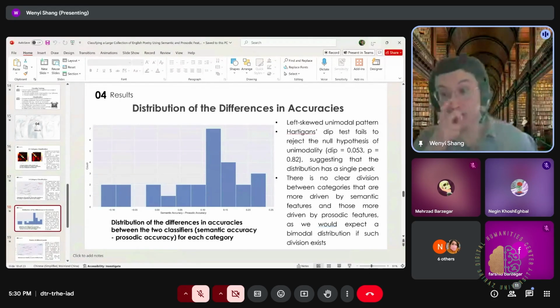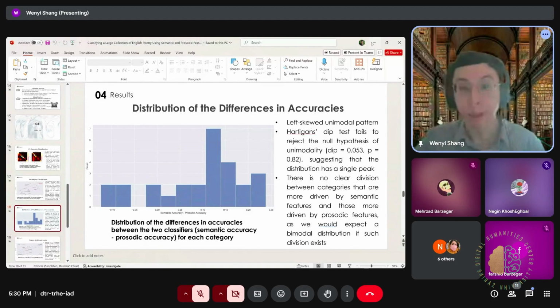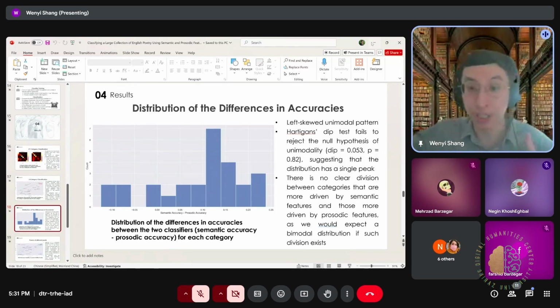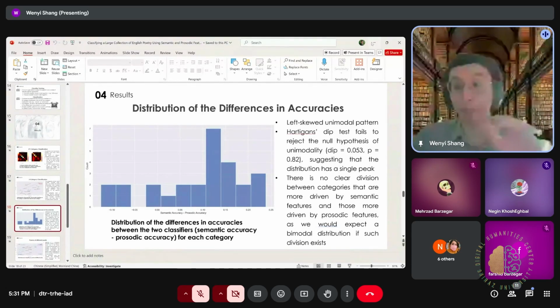So it shows us that there's no clear division between the categories defined by the semantic features and by the prosodic features. Rather, it will more be the case that all poems have certain semantic features and certain prosodic features. There'll be a mixture of semantic and prosodic features, and there will be a spectrum of such cases. Different poetry categories have stronger semantic features, and some have stronger prosodic features, but there will be a mixture in each case. There will be a different proportion of mixtures, and that's distributed around the entire spectrum rather than clustered into two clearly divided peaks.